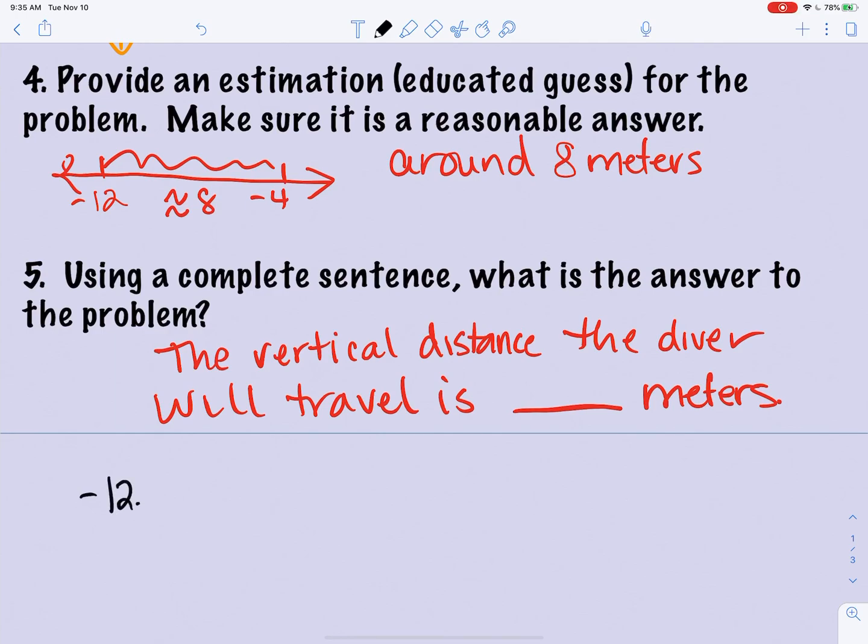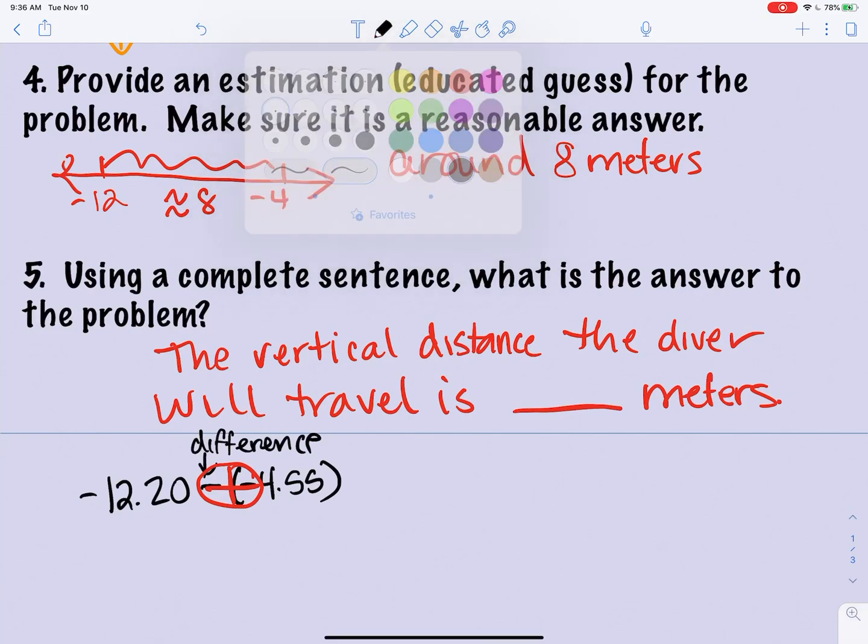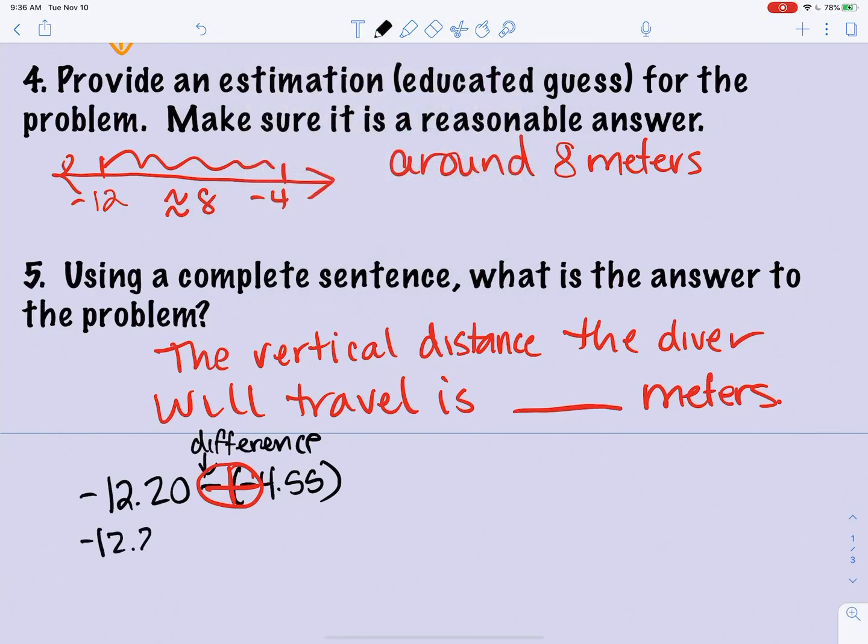negative 12.20 minus negative 4.55, because this is the difference. But I also know from learning how to work with integers that this turns into a plus. So I'm going to rewrite this negative 12.20 plus 4.55. That means they're different. I'm going to find the difference. So I'll do 12.20 minus 4.55. These are our integer rules that we have already covered. They are different signs, so I find the difference.